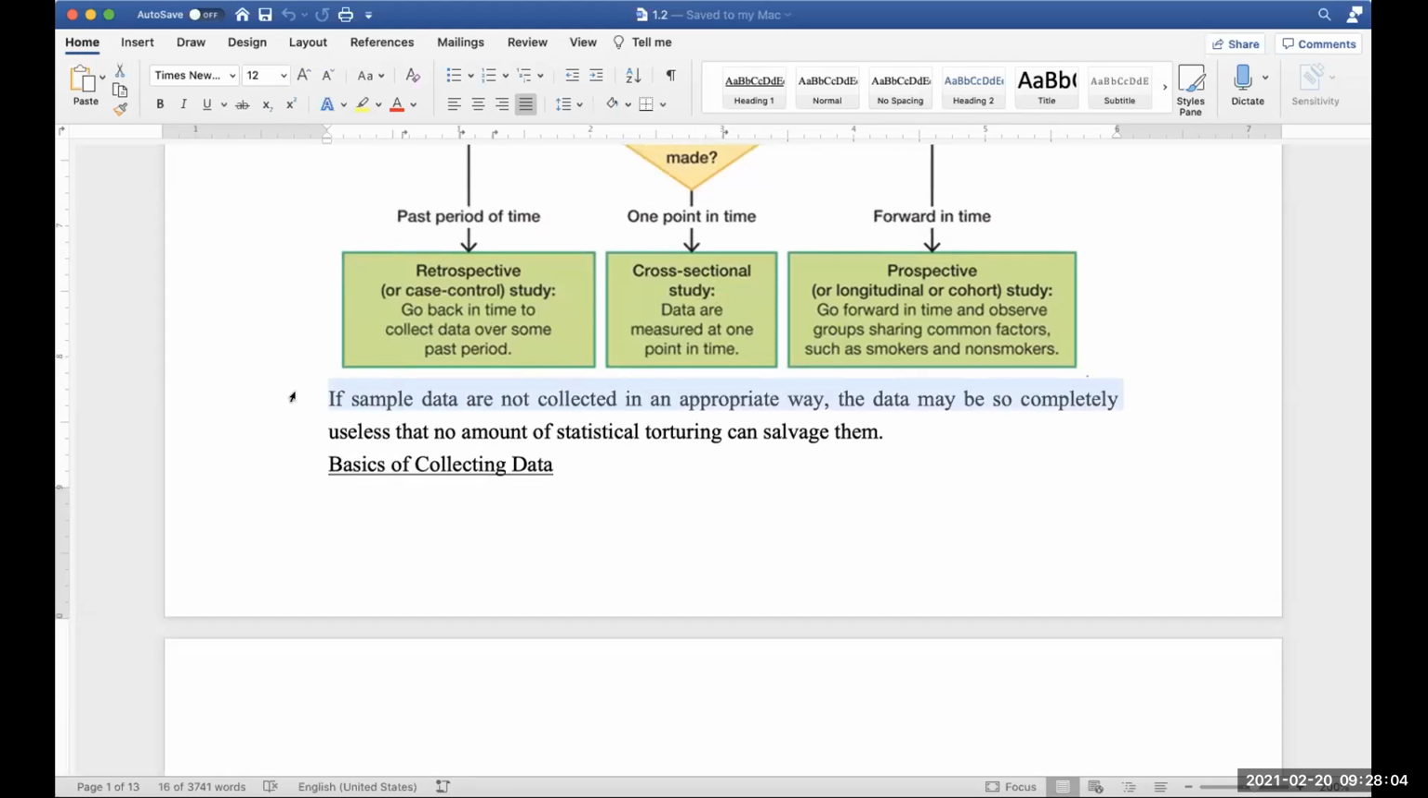Please note that if data is not collected in an appropriate way, the data might be so completely useless that no amount of statistical torturing can salvage them. So it's very important that data is collected correctly. In this course, after the next section or two, we'll assume that all of our data has been collected appropriately, and we will study it. In your subsequent courses, especially in your major, you will be looking at differing ways to correctly collect data.